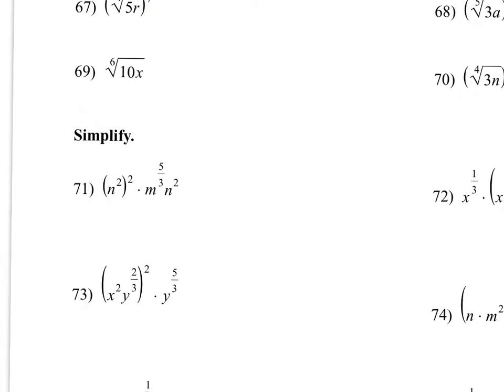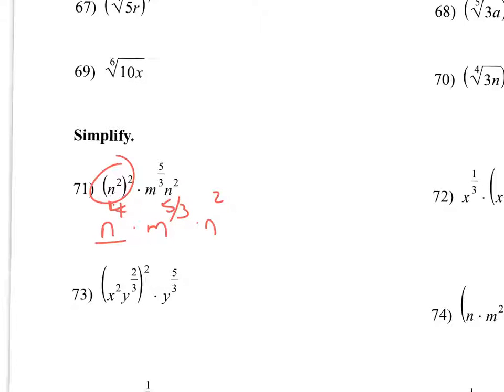Now if I go down, the next one we're going to do is 71. We're going to simplify this. I've got a power to a power rule, so the rule is I multiply exponents. So I'm going to do this first. That's n to the 4th. And then I have times m to the 5/3 times n to the 2nd.